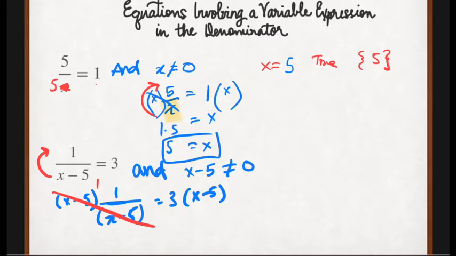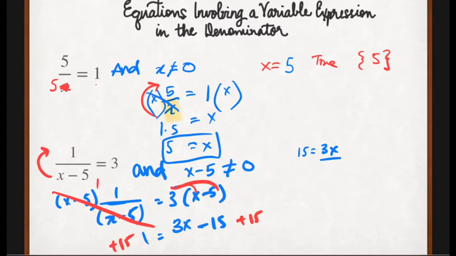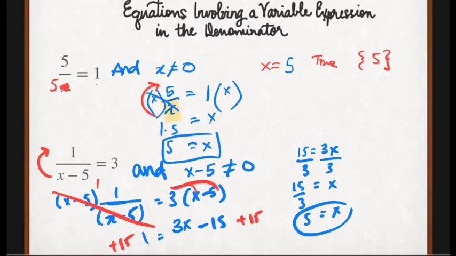x minus 5 divided by x minus 5 is going to give me a 1. And 1 times 1 is going to give me a 1. I'm going to use my distributive property here. So I have 3 times x, that's going to give me 3x. And 3 times negative 5 is going to give me negative 15. I'm going to move this negative 15 to the other side by adding 15. And then I'm going to have 15 equals 3x. Divide each side by 3. x is going to be equal to 15 over 3, which is equal to 5.